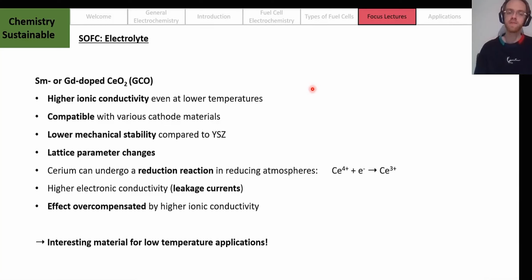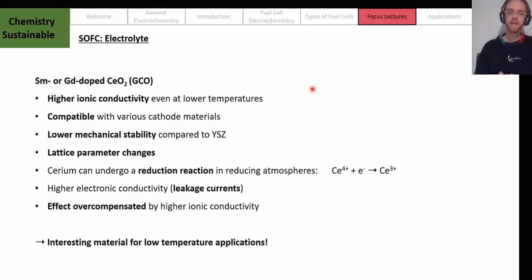Unfortunately, the material has a lower mechanical stability than our YSZ, and the lattice parameters change. So what are the lattice parameters? The lattice parameters are basically the dimensions of the unit cell in your crystal structure. You can imagine that this material is comprised of a lot of unit cells, and if each of these unit cells grows along a certain axis, then the material also expands as a whole. This can lead to various problems in your cell, because once you have a volume expansion and volume shrinkage, you might lose contacts in some parts.